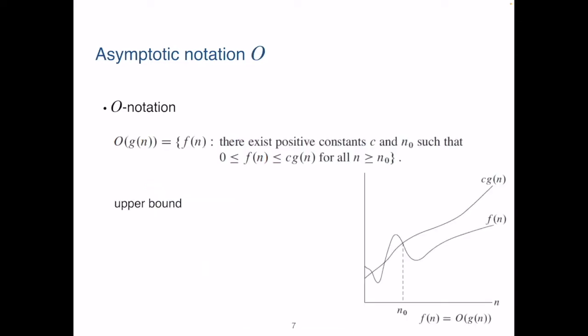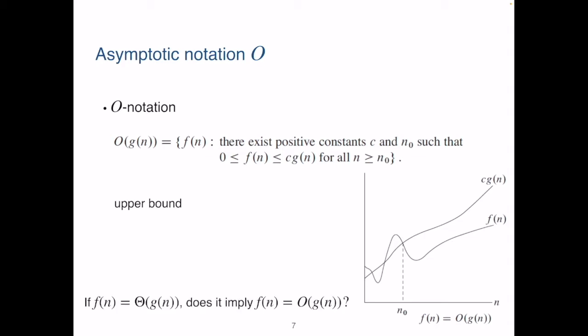Theta notation is an asymptotic tight bound. That is, it asymptotically bounds a function from above and below. When we only have the asymptotic upper bound, we use the big O notation. Now we all know this. The formal definition of the big O notation is this: for all values n equal to or greater than n0, f(n) is on or below g(n) within a constant c.